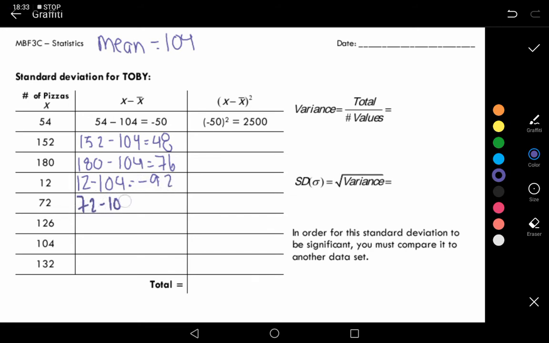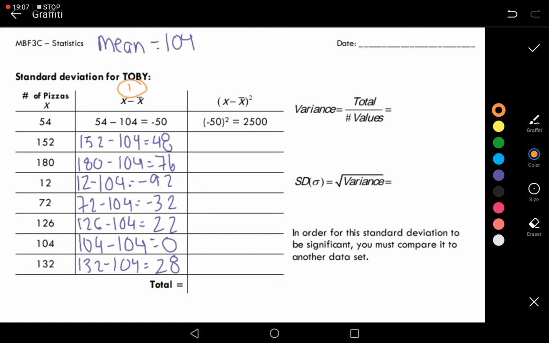72 minus 104 is -32. 126 minus 104 is 22. 104 minus 104 is obviously 0. And 132 minus 104 is 28. Okay, so that is step 1. If you want to label that on your page, the column that we just did there was step 1.